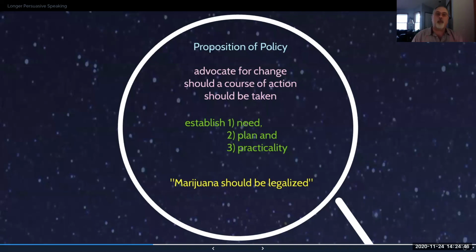This is always a policy argument. Sometimes it should be medical marijuana. Sometimes it's medical and recreational. And you have to bring forth a plan of, this is why you have to make this change, and this is how you make the change.